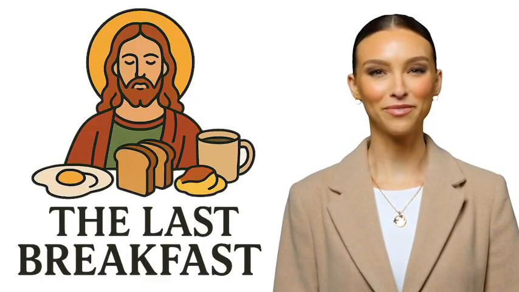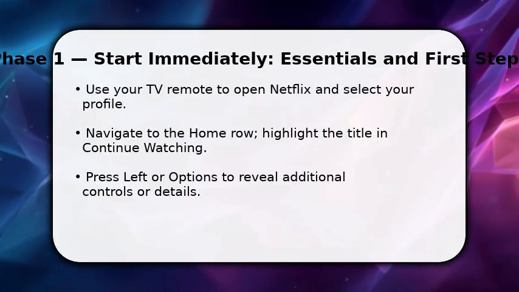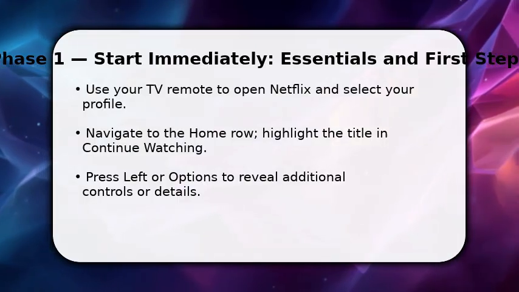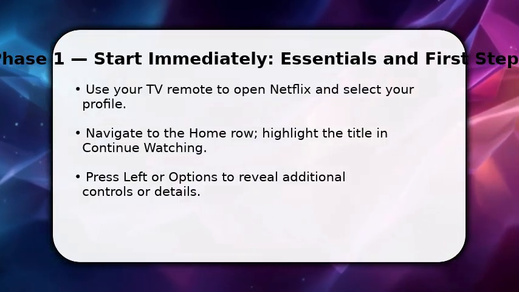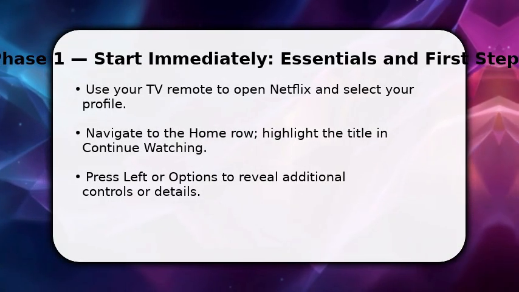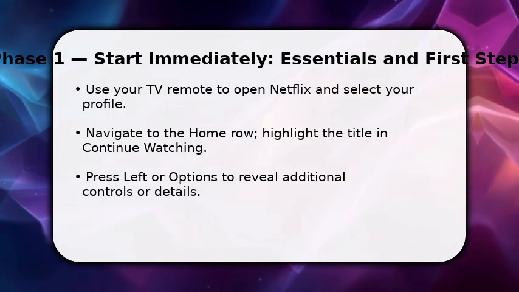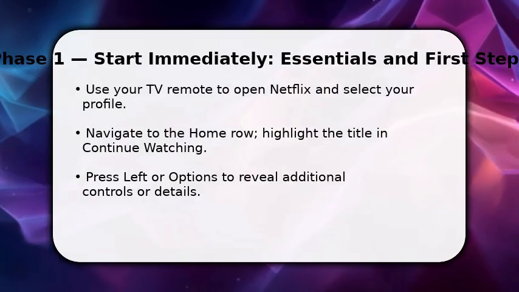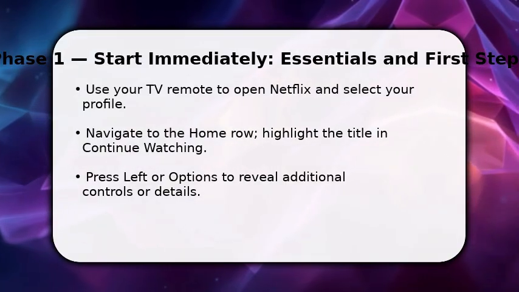Please enjoy the video. You start on your TV with Netflix open and your profile selected. First, locate the title you want to remove in Continue Watching. Highlight it now. Once highlighted, press left or the Options button on your remote to open the title row controls.